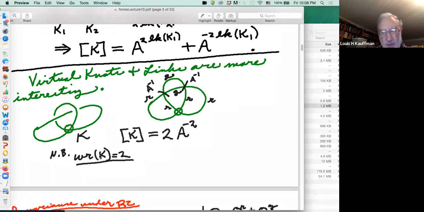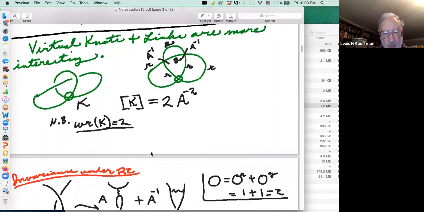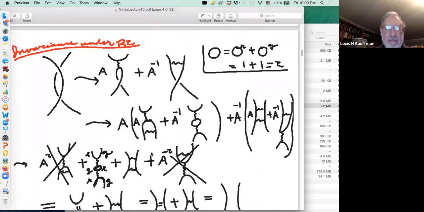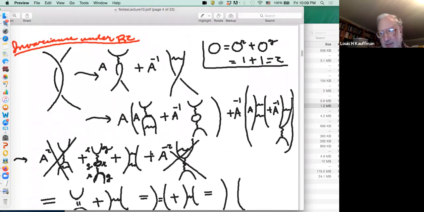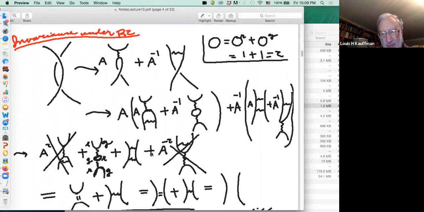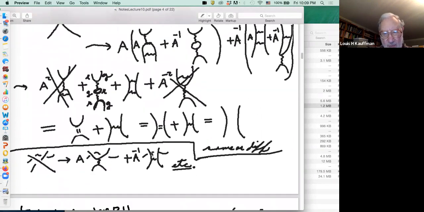So here the writhe is 2, but the bracket is 2 times A to the minus 2 because these smoothings are in the opposite direction. We'll look at this more closely in a moment. And then, well, this is something we did last time. We looked at the invariance under the second Reidemeister move and went through it. I won't do that again.